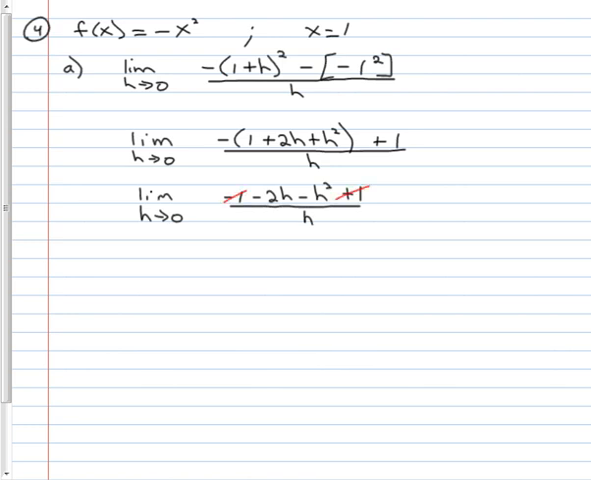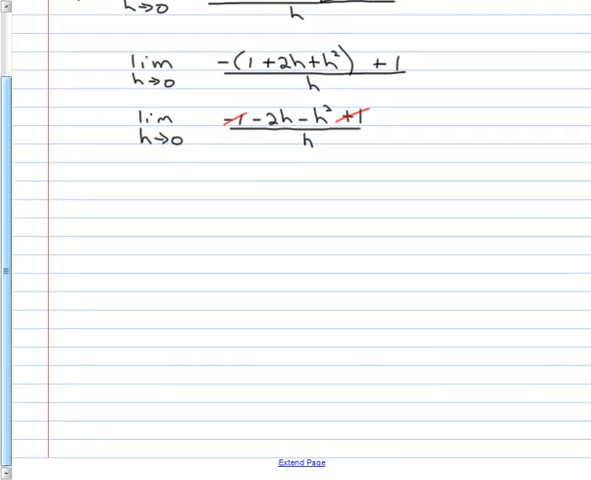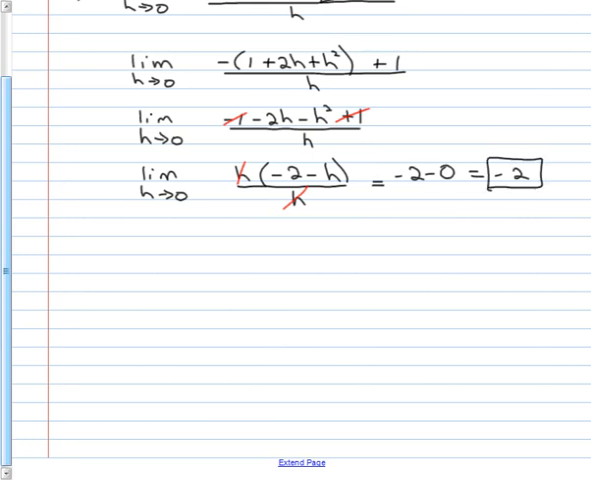That's when the negative 1 and the plus 1 are gone. And what can I do with the h? I can factor out an h. Limit as h approaches 0. If I factored out an h, I'm going to go ahead and leave it in the same order. Negative 2 minus h all over h. And now those h's are gone and we can substitute the 0 in. Negative 2 minus 0 is negative 2. That is the instantaneous rate of change, or the slope of that equation at x equals 1.